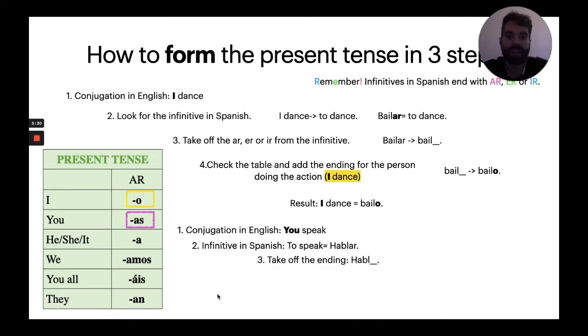Therefore, again, we take off the ending, which is AR, and we get hable. Then we go to the table and check what ending we need to add for you. For you, we got AS, so we are going to add that AS, and then we get hablas. Hablas means you speak in Spanish. So that's how we form the different conjugations in Spanish.